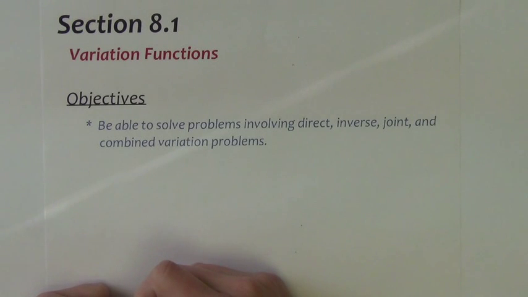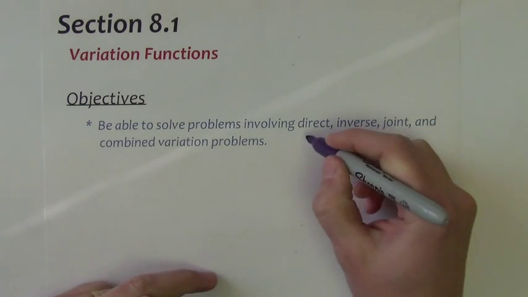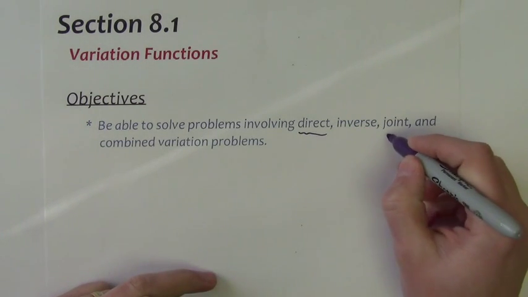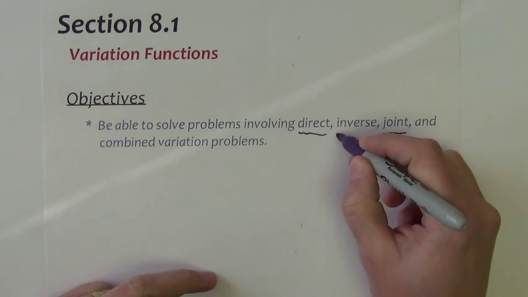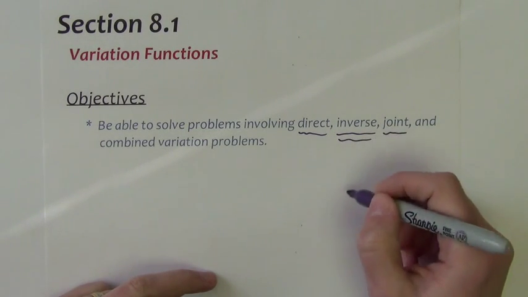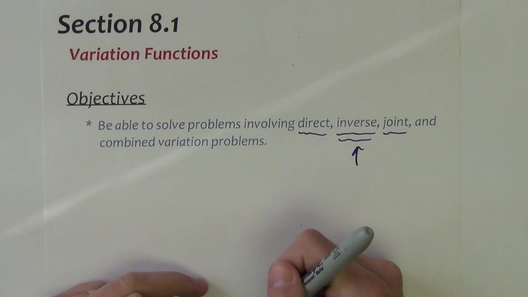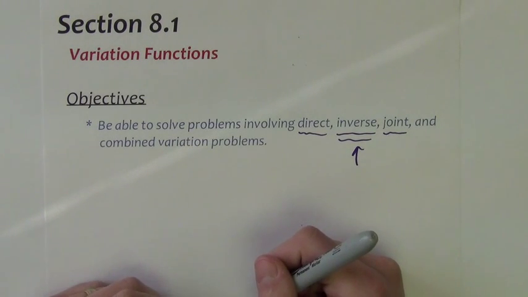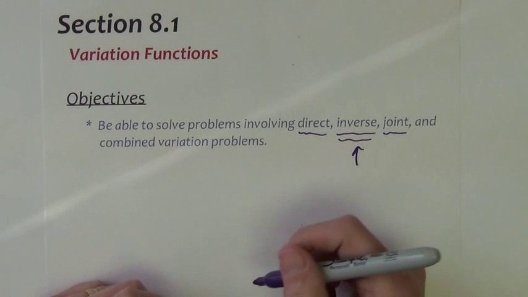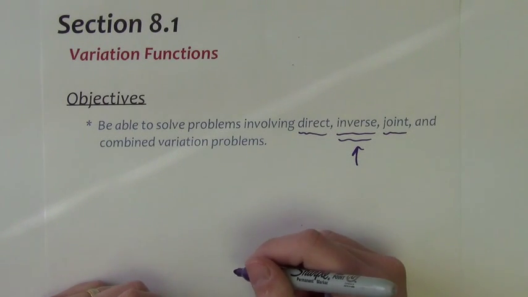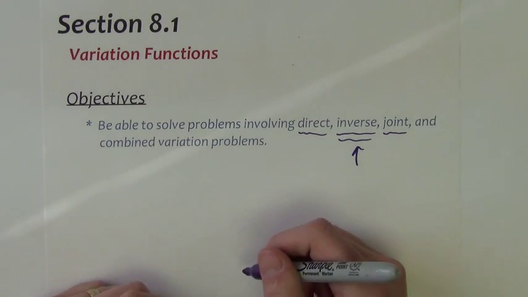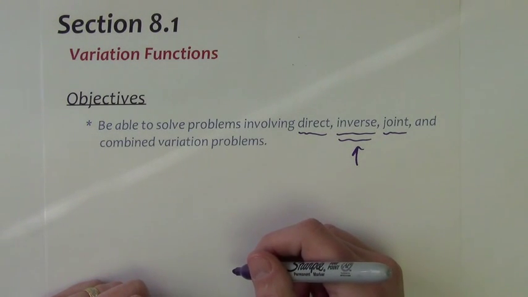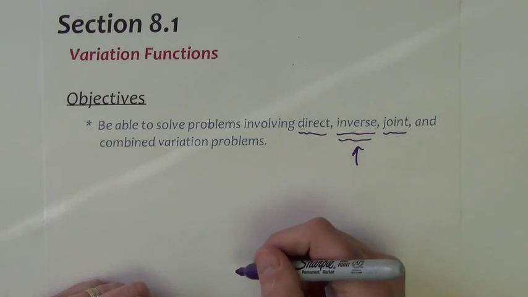The first lesson in Chapter 8 introduces us to three different types of variation models. We'll look at direct variation first, then joint variation, and then we'll end with inverse variation. It's the inverse variation model that is the motivation for the first half of this chapter, and why we didn't teach this lesson sooner in the chapter, is that it fits with what we're going to go into in the first half of this chapter.